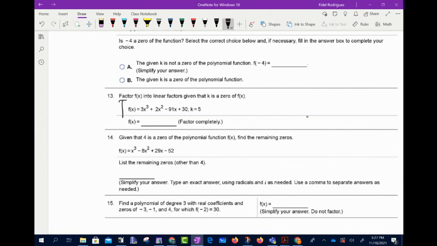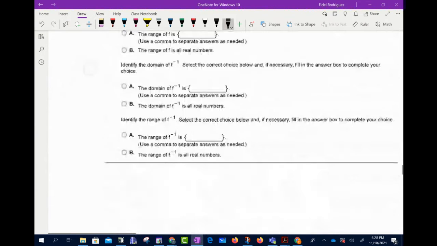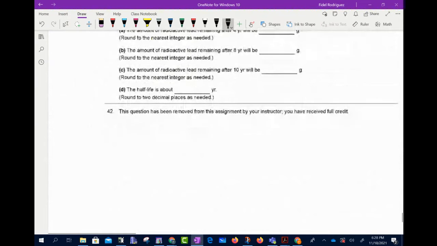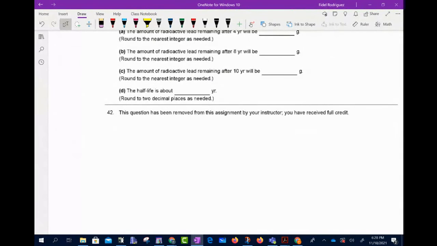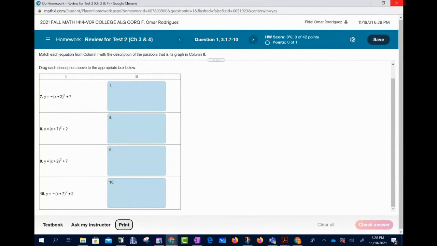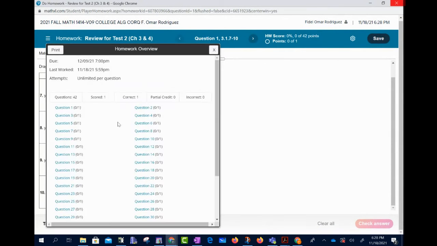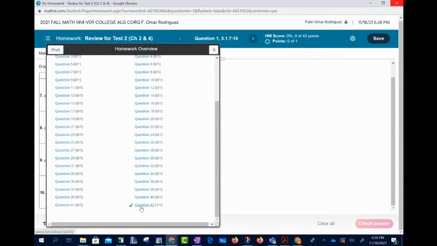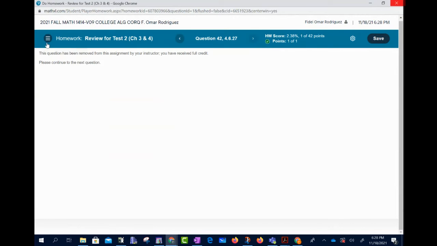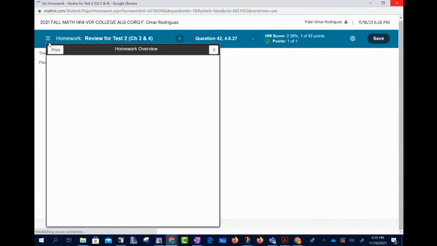My numbers are a little bit different from yours, but like I said, the other thing I wanted to mention, and I'm just going to scroll all the way to the bottom because I just printed this out right now. Originally I told you guys that there were 42 questions, but question 42 was not something I should have put on there. I removed the question, and if I go to 42, it shows that it was automatically given credit. If I click on it, it says it's been removed, so you can't do it.